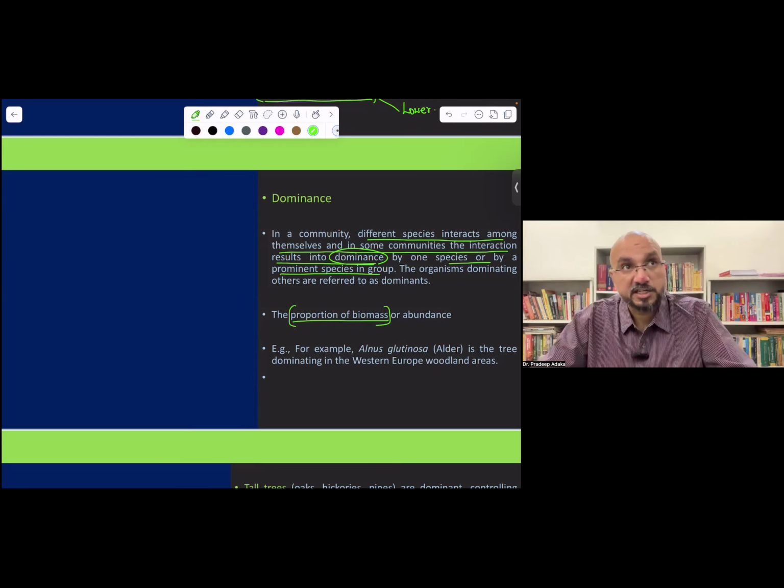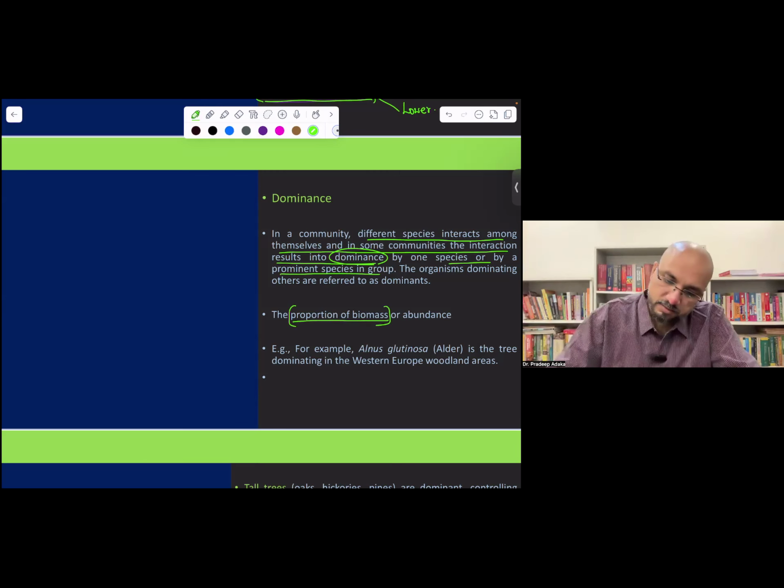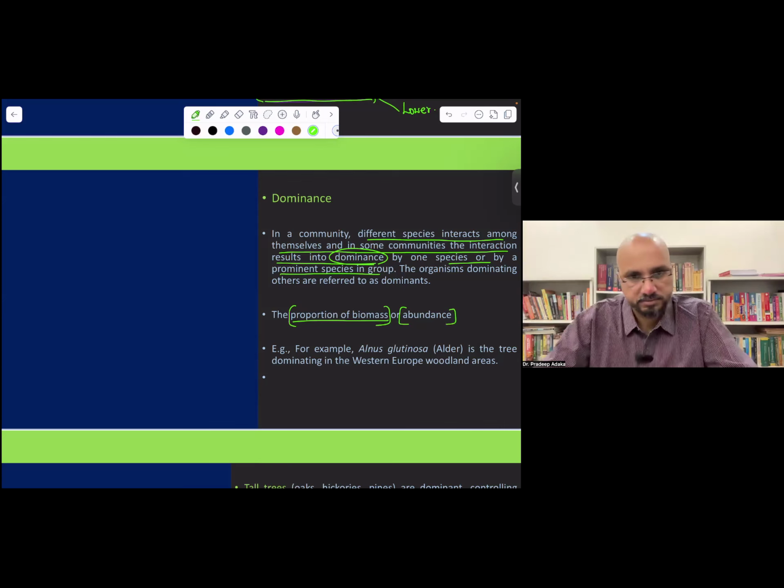For example, the larger trees in an ecosystem have higher biomass, so they might be dominant. Or sheer numbers: the dominance is because they are present in higher number than any other species. So maybe because of abundance, or maybe because of higher biomass, these species dominate the ecosystem. They dominate the communities. For example, Alnus glutinosa, the alder plant, is the tree dominating in the Western European woodland areas. So this is an example.